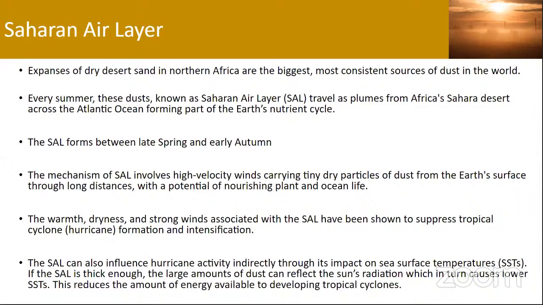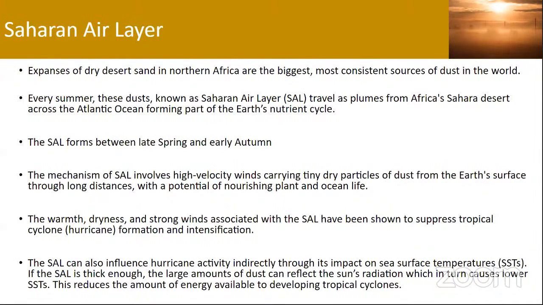So despite the fact that the Sahara Desert dust is dusty and maybe can affect the health of human beings, it also has a very good part in the sense that it's able to support plant and ocean life. Another good thing about this Saharan air layer, or dust plume, is that it's able to suppress tropical cyclone or hurricane formation and intensification.